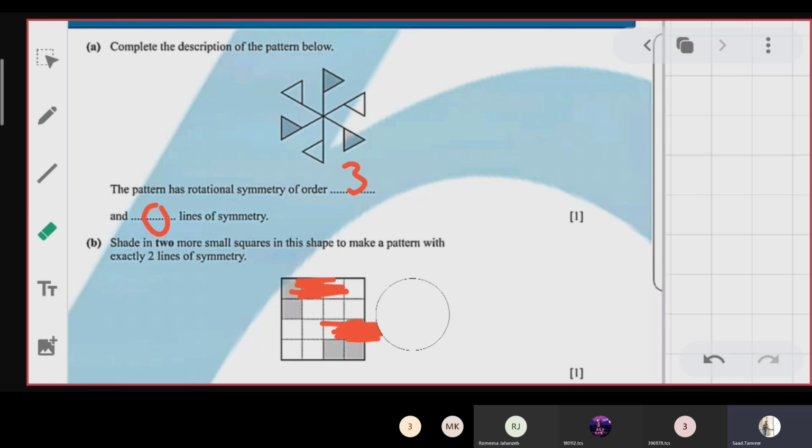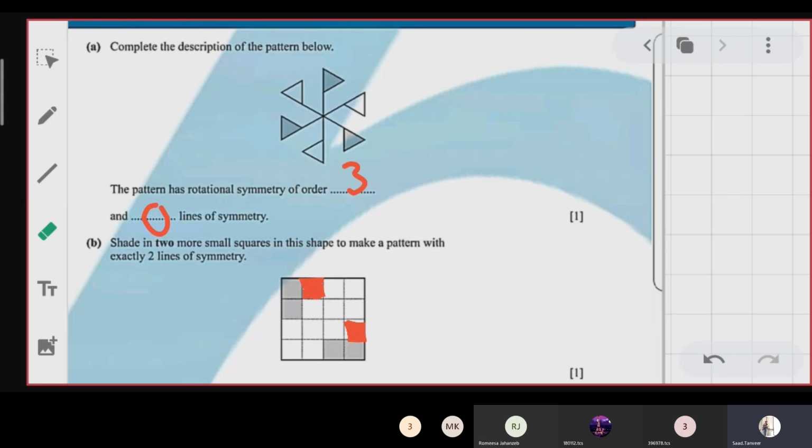Wait a second. Just wait a second. Let me do some finishing stuff for the following shading. Then we will discuss. Just a minute.